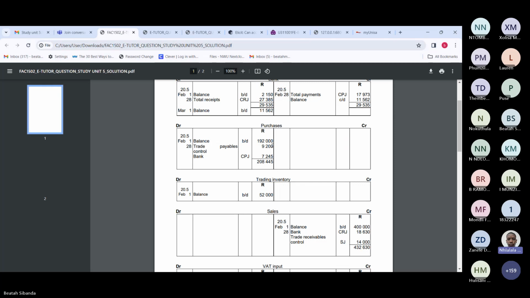All right, understood. Okay, so the contra account or the other leg would then, if you purchase, you debit purchases, you credit bank, or you credit trade payables. So purchases always have a debit balance.